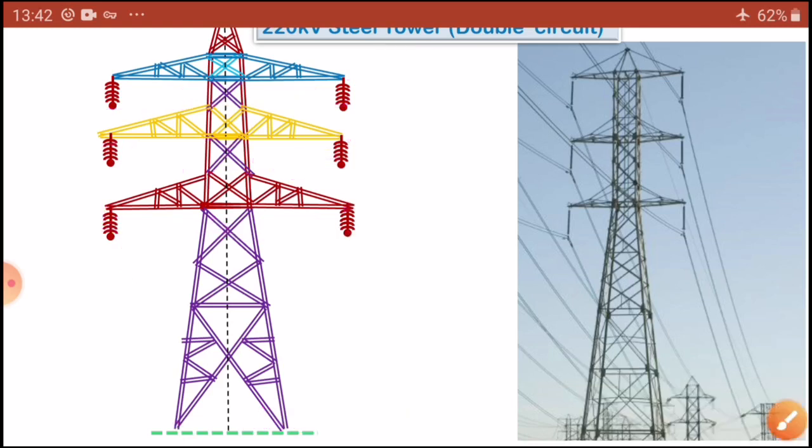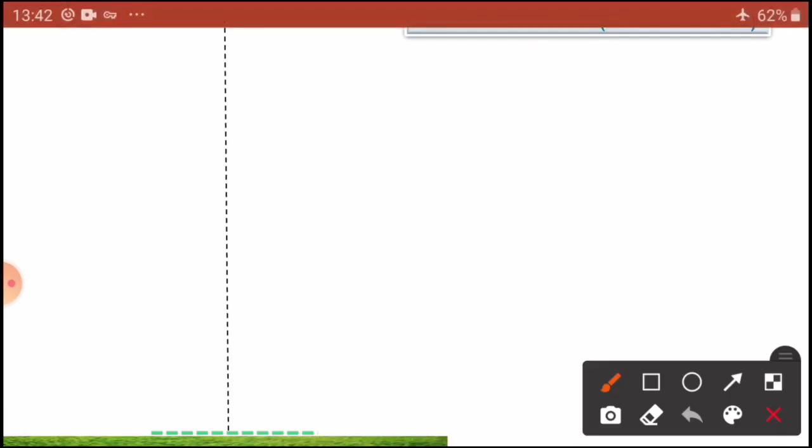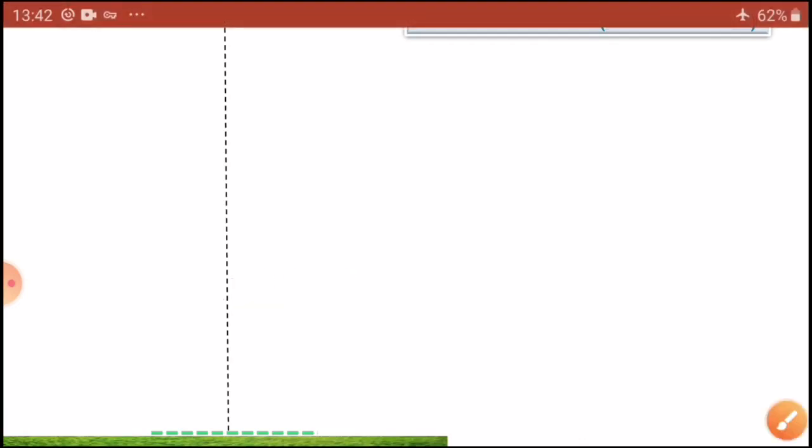Now let us see the animation. First you take the ground, take 7 meters, draw one line, and take a total of 28 meters as one dotted line. Now complete the structure up to 17 meters. Take this one and place the remaining portion.